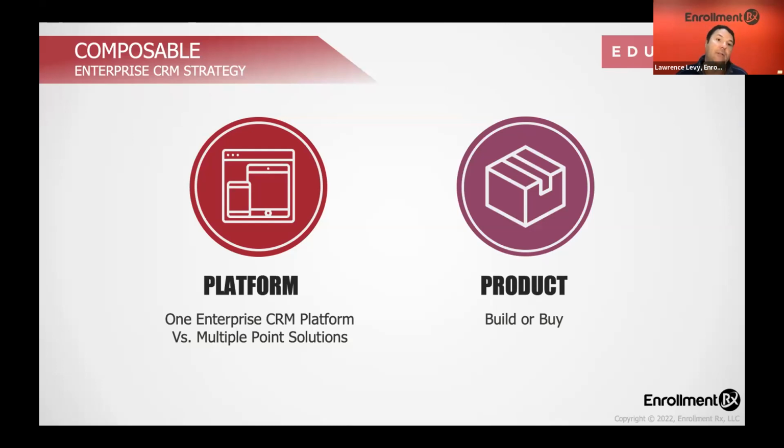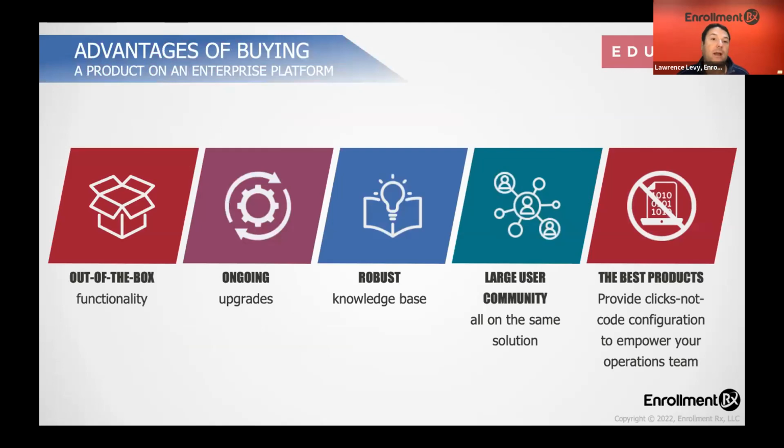So our idea of composable enterprise CRM is to adopt a platform and then to adopt the products that really do provide for that composability. The best products do provide out-of-the-box functionality so that you don't have to go build it all from scratch. The best products do provide ongoing upgrades. As the platform upgrades, so the products should upgrade. They should provide knowledge base, user guides, user materials, again, with ongoing upgrades to those user guides and materials, ongoing training, and webinars that people can take advantage of.